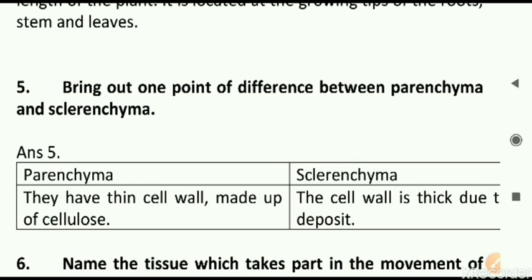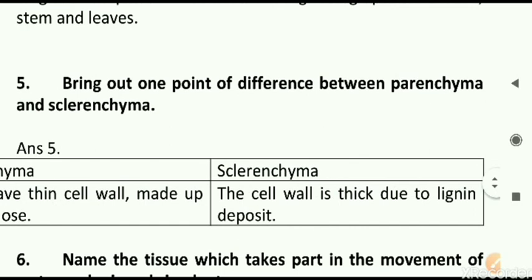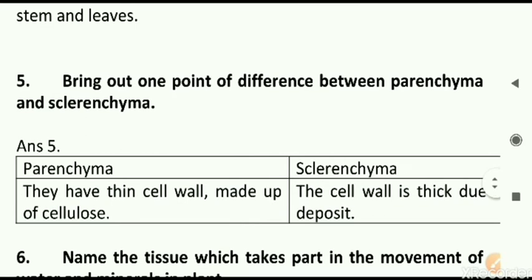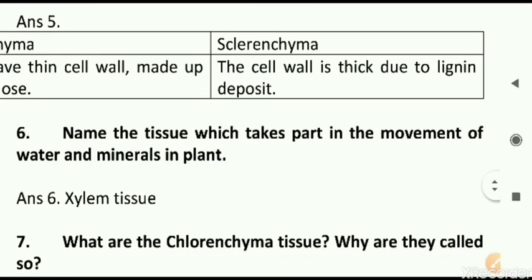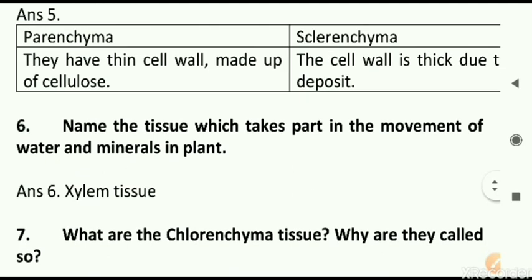Parenchyma have thin cell wall made of cellulose, and sclerenchyma the cell wall is thick due to lignin deposit. So in parenchyma cell wall is thin, in sclerenchyma cell wall is thick. In parenchyma the cell wall is made up of cellulose, and in sclerenchyma the cell wall is having lignin. So that is the basic difference between parenchyma and sclerenchyma.